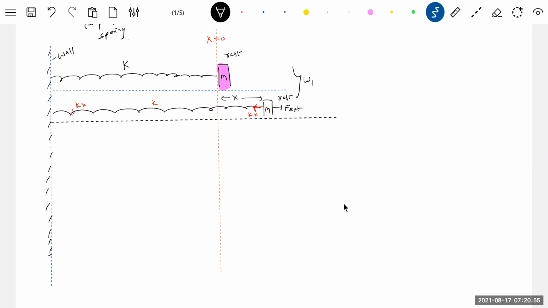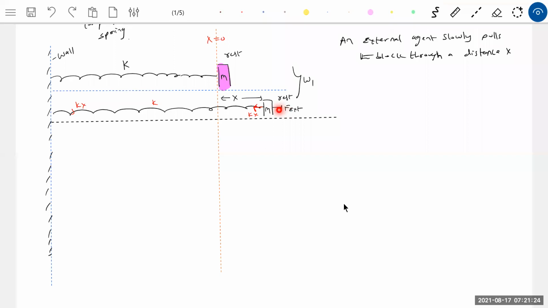Work done. So slowly an external agent slowly pulls the block through a distance x. Slowly means from rest to rest it is moved here. So what is the work done by the external agent? It is converted into elastic potential energy of the spring. So the spring force does work here. It does negative work. As it is a conservative force, the potential energy of the spring must increase here.